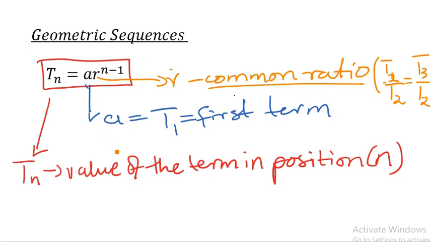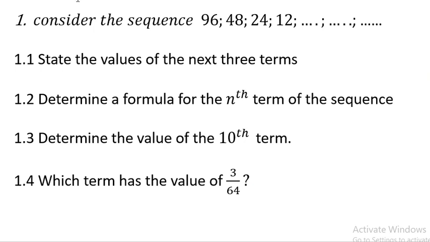So now that we know this, let's get into the questions that we have. Number one, first let's read. It says consider the sequence 96, 48, 24, 12. That is the sequence. Question 1.1 says state the values of the next three terms.